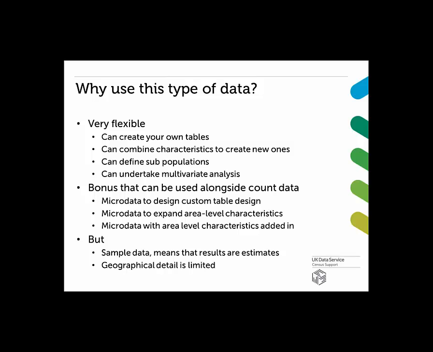So if you were trying to decide whether or not you wanted to request a custom table, you could use microdata to plan that. If you've got area level characteristics, you might want to add to that by using the microdata, or you might want to take the microdata and then add in some contextual geography from the aggregate data.